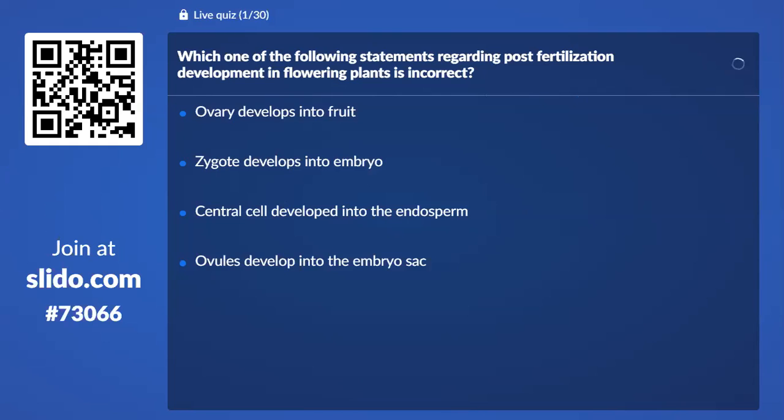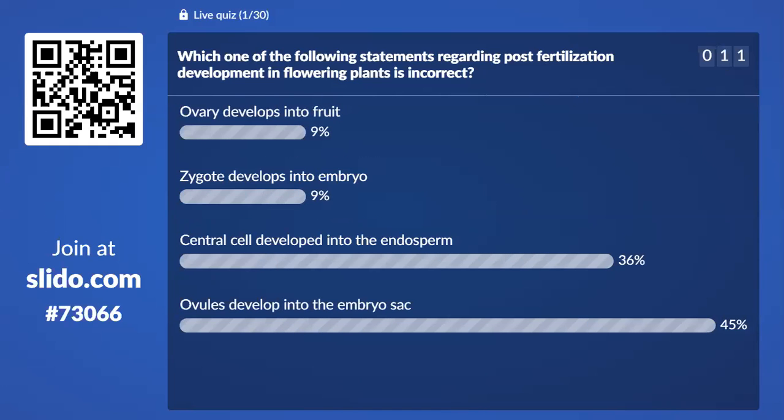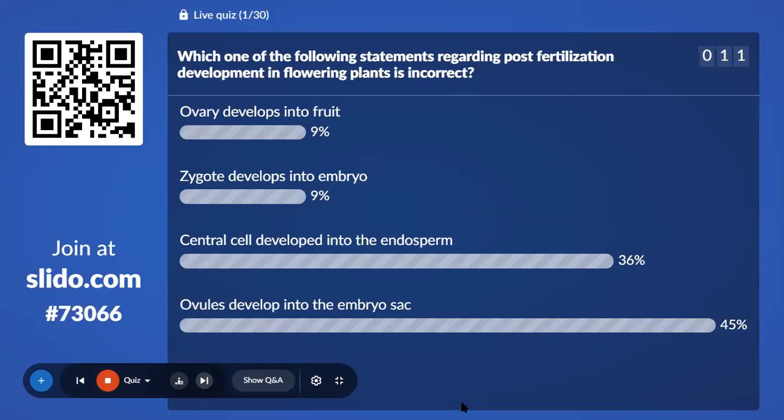And your time's up. Let's take the poll rate. And 45% students voted it as ovules develop into embryo sac. Let's reveal the correct answer. And it's option D, ovules develop into embryo sac. Let's move on to the, oh sorry, we will have the leaderboard only after 3 questions so that we have 10 leaderboards per day. Moving on to the second question of the day.